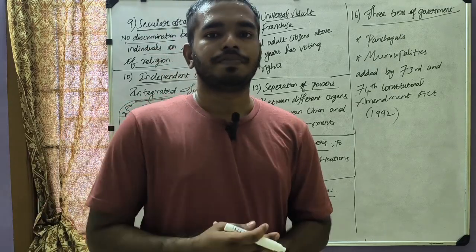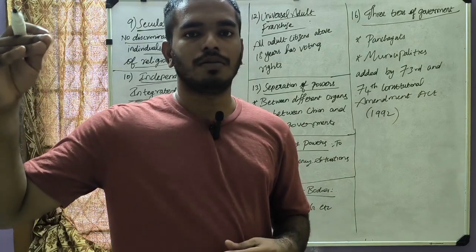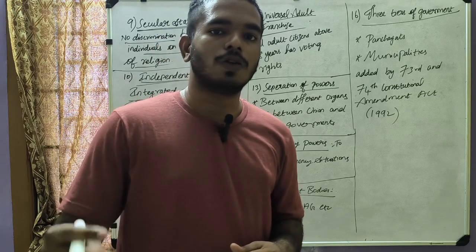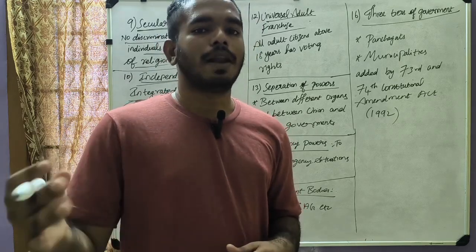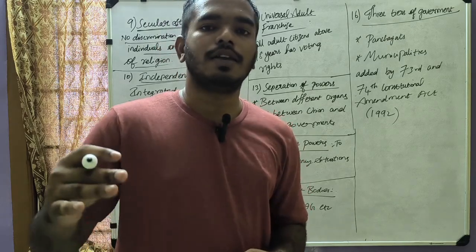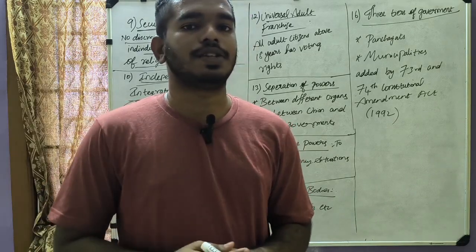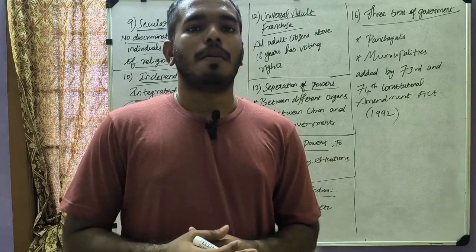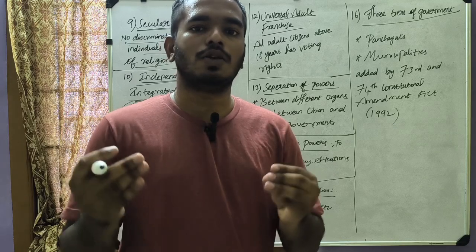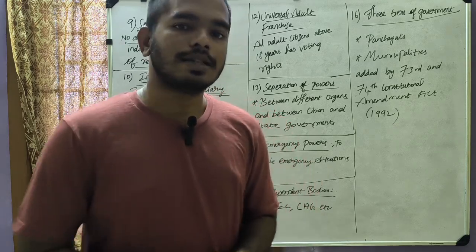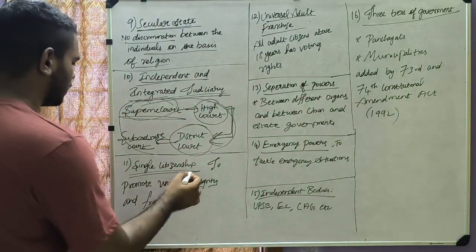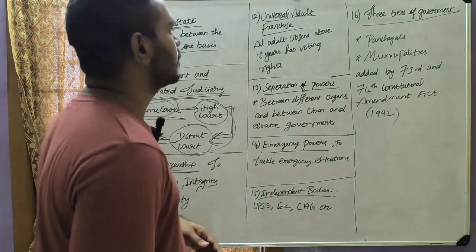If you take the USA, a person in the USA is a USA citizen, and is also a citizen of the state where he belongs to. But in India, he is only an Indian citizen. He is not a state citizen. There is no state citizenship. For example, there is no Maharashtra citizen, no Telangana citizen, no Uttar Pradesh citizen, no Tamil Nadu citizen, no Kerala citizen. There is only an Indian citizen. That is what is known as single citizenship.